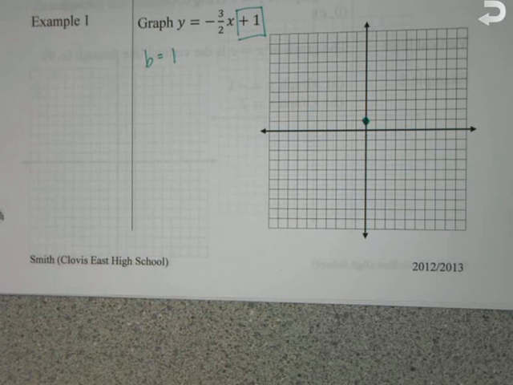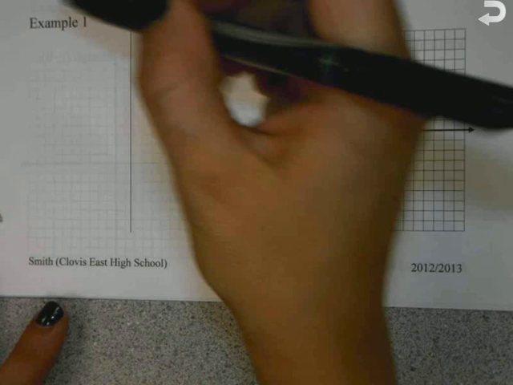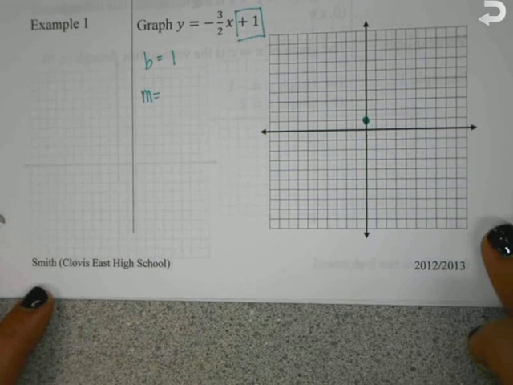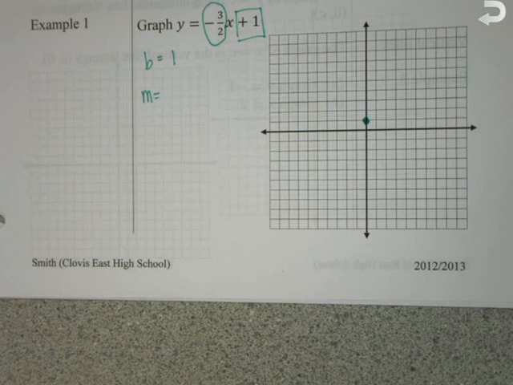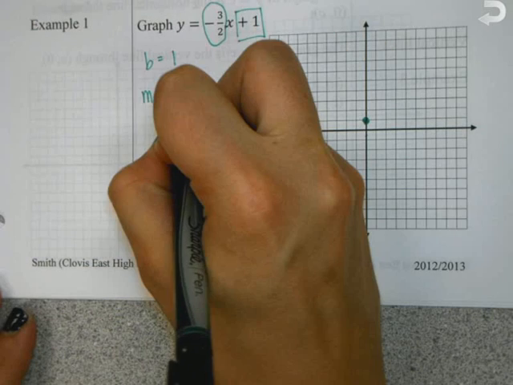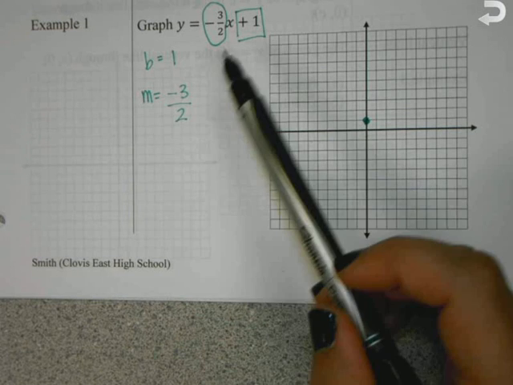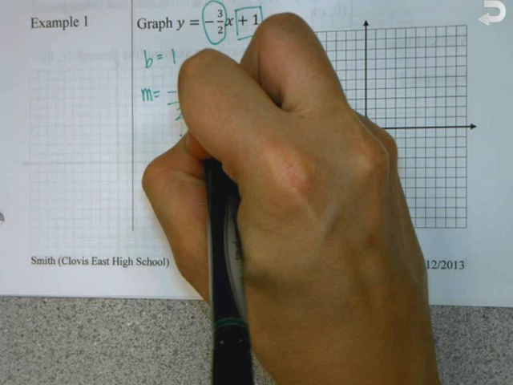So if +1 is my y-intercept, what is my slope? -3/2. So I circle the slope. So slope is -3/2. Which one is rise, -3 or -2? -3. So just for right now, I'm going to label it. So that means 2 is the run.